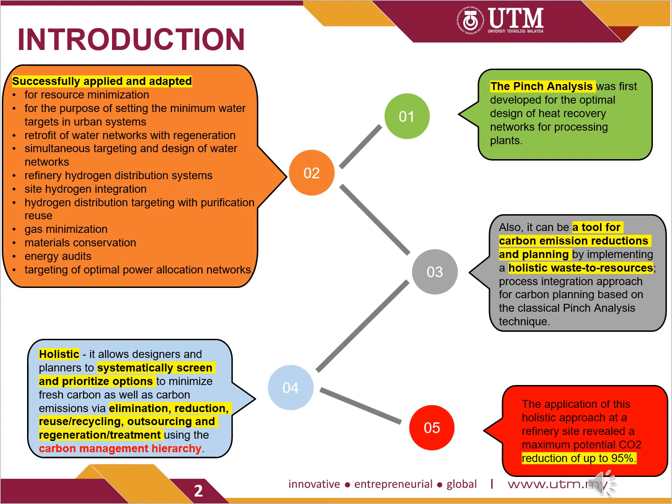Why is it said to be holistic? This is because it allows designers and planners to systematically screen and prioritize which option to use to minimize fresh carbon as well as carbon emission, either via elimination, reduction, reuse or recycling, outsourcing, and regeneration, using the carbon management hierarchy (CMH). I will be explaining CMH in the next few slides, focusing on level 1.